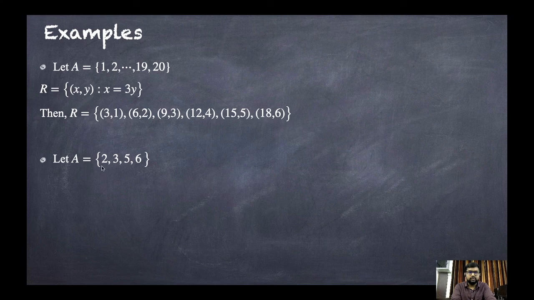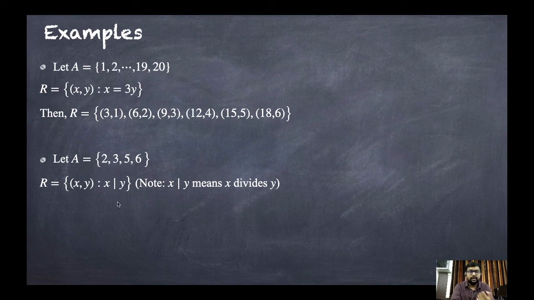Now let's discuss the second example. Let A equal 2, 3, 5, 6, and the relation is given as the set of all (x, y) such that, see, this notation is divides, so x divides y. It is called x divides.